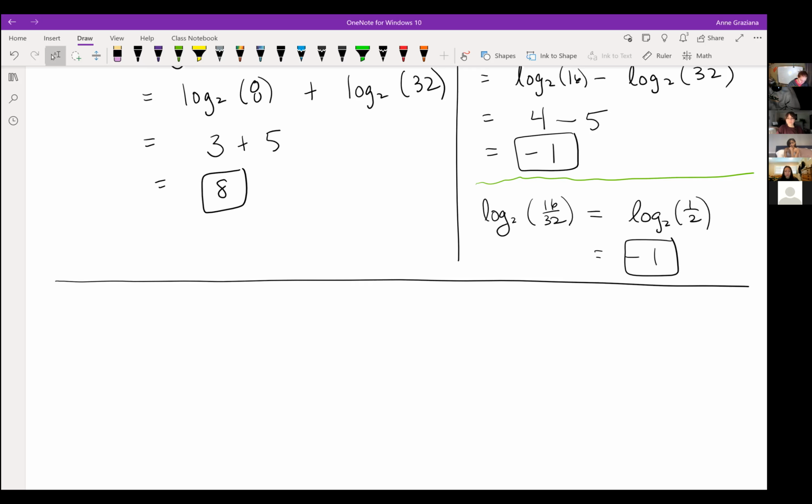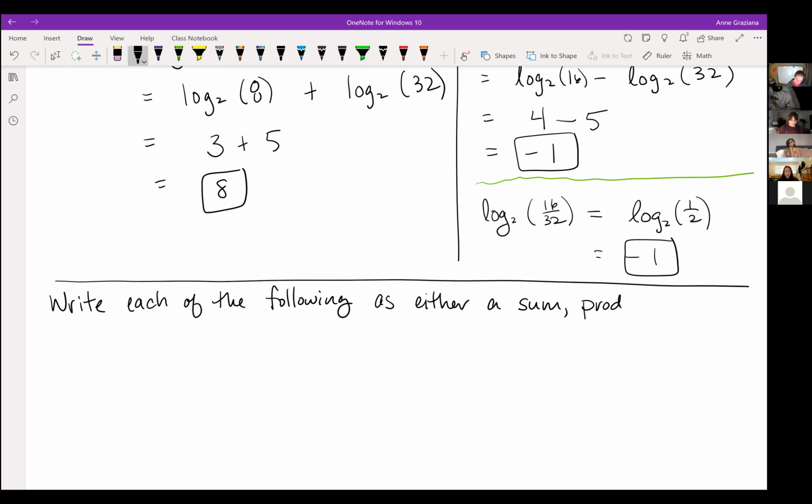All right, let's try some that are not numbers now. So write each of the following as either a sum, product, or difference. Okay, so here's A. Log base A of x to the 7th.